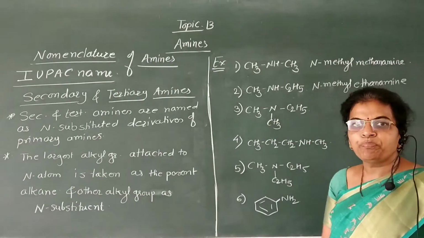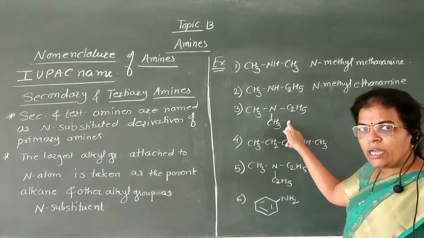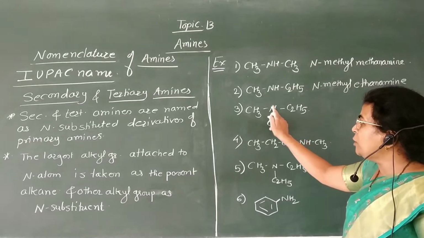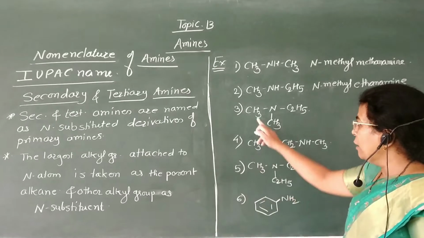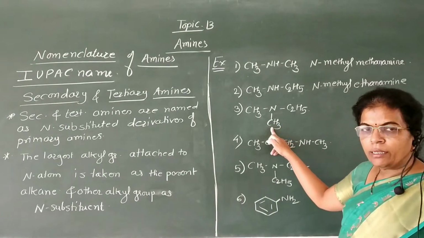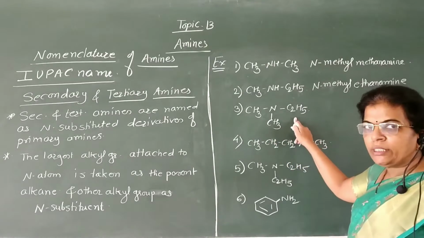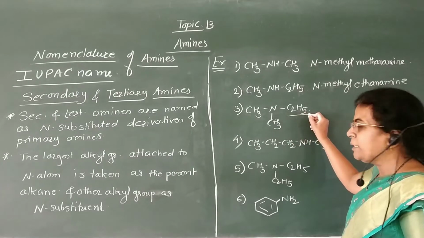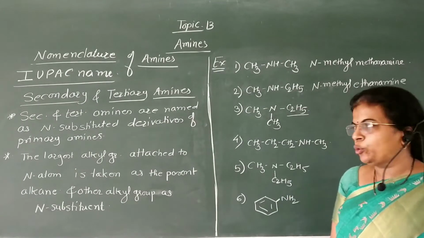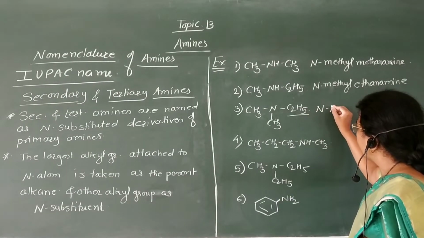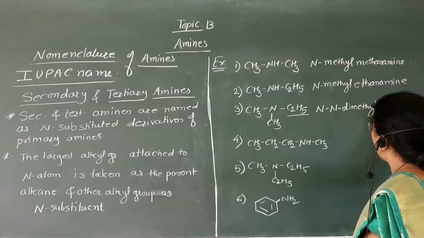Then third example. Now in this case, this is a tertiary amine and it is a mixed amine. This nitrogen is bonded to CH3 and C2H5. Now here 2 alkyl groups are similar, that is methyl, and both are lower alkyl groups while the ethyl group is the higher alkyl group. Therefore it is taken as the parent alkane, that is ethane, and these 2 alkyl groups are taken as N-substituents. Therefore it becomes N,N-dimethyl ethane amine.